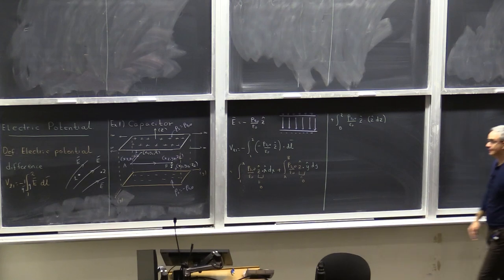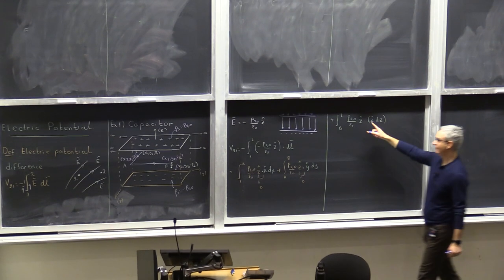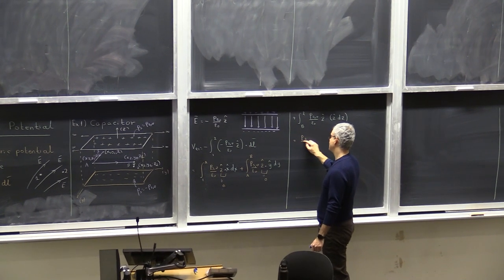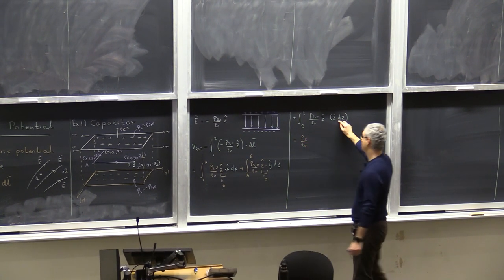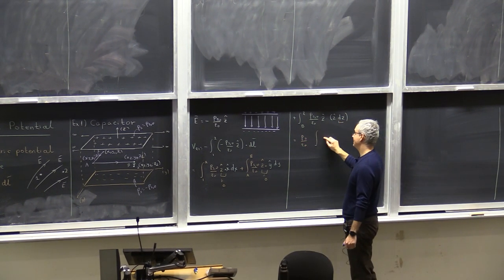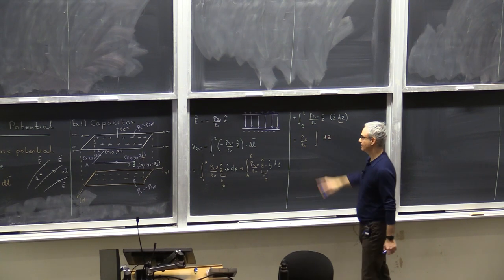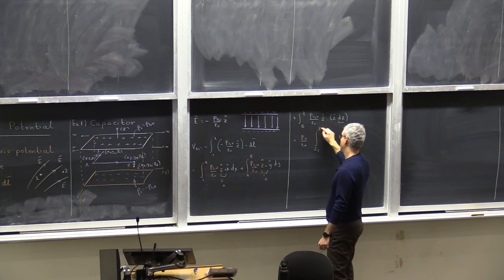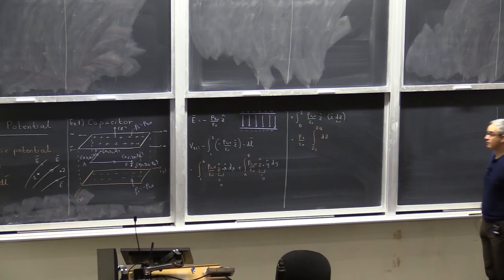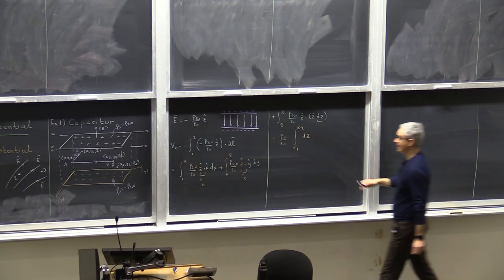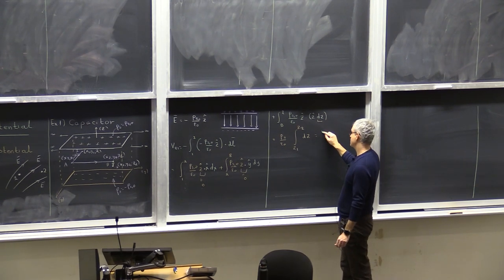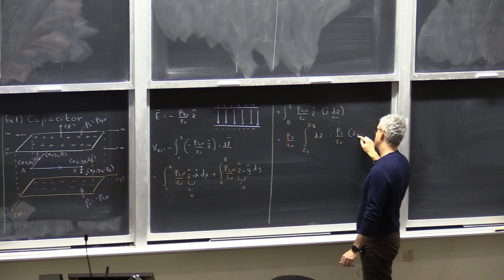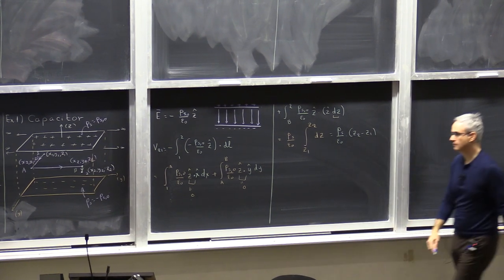z dot y is 0, z dot x is 0, so you only have something from here. The integration is done with respect to z only. So this is a trivial integral, dz from z1 to z2. As your classmate pointed out, I had a typo before. So basically, the potential difference is rho s over epsilon naught, times z2 minus z1. So that's the one.